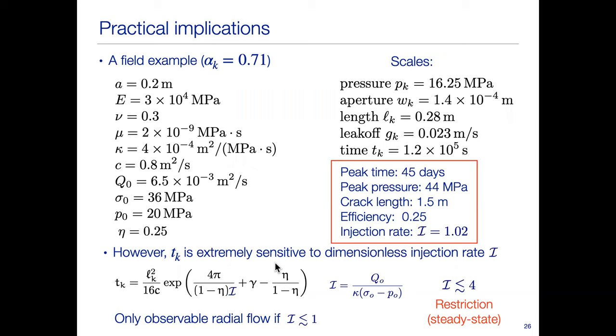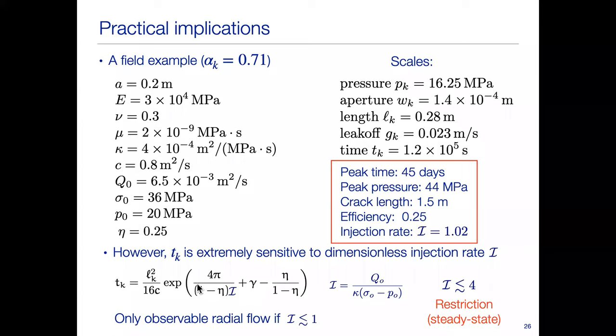Again, I'm going back to the comment that I made early on: this time scale is very sensitive to this dimensionless injection rate. This again is a formula. If you look at this formula, you find that if this parameter I is much smaller, say one order less than one, for example 0.1, then the time scale is so large that you never observe the peak. The pressure is always increasing.